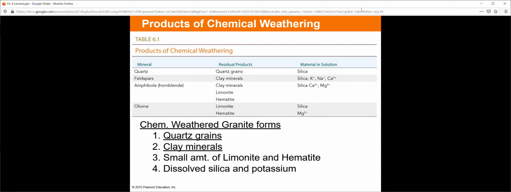Chemical weathering products include clay minerals, hematites, limonite, things of that nature. When granite is chemically weathered, on top of kaolinite, you can get some quartz sometimes, dissolved silicas and potassiums, minerals coming out of it. A lot of stuff can happen.